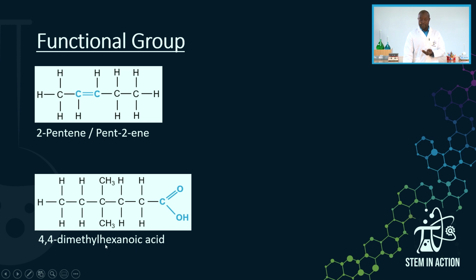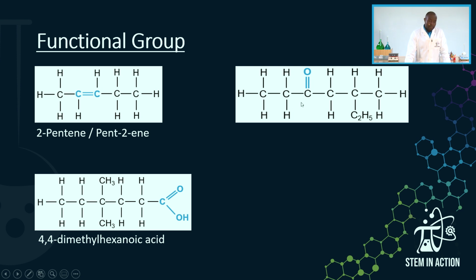So the parent name is the hexa part, which indicates that there are 6 carbons. Then the noic acid part is identifying our functional group. And dimethyl indicates that we have 2 methyl groups on position number 4 and number 4. So if we had another methyl on a different position, we're going to say perhaps 4,5. But because they are both on carbon number 4, we'll say 4,4-dimethylhexanoic acid.